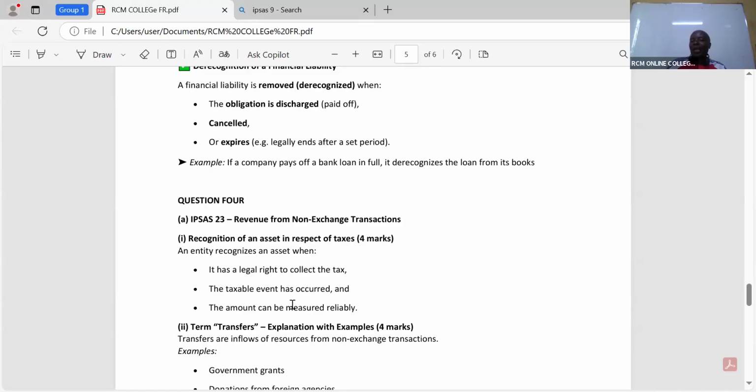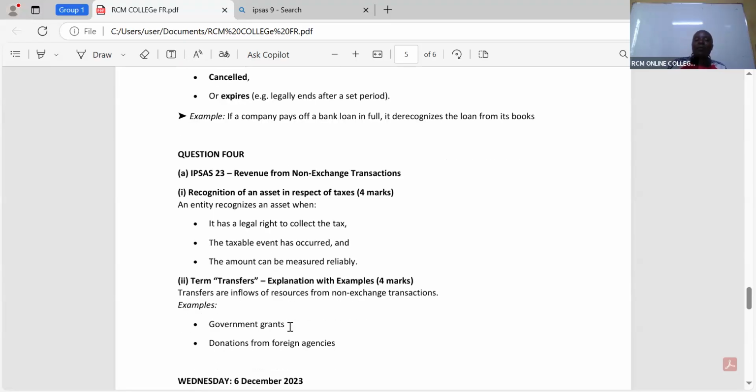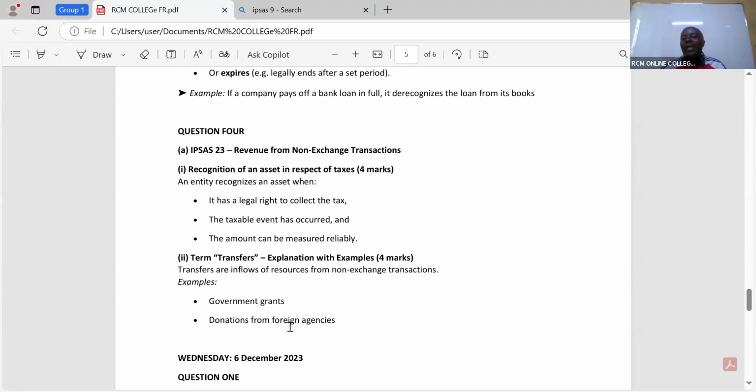The taxable event has occurred, and you have a legal right through these things that you normally see, these people talking about the finance bill. You have a legal right to collect the tax. Otherwise, you cannot recognize that as your asset. Then the term transfers, these are very easy. These are the donations. Transfers are inflows of resources from non-exchange transactions. Example, we have government grants. The government simply gives you money. Donations from foreign agencies, etc.